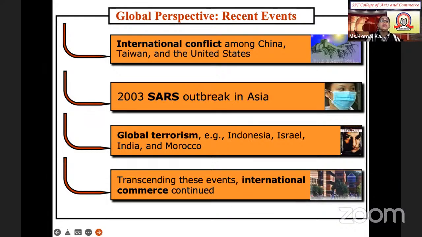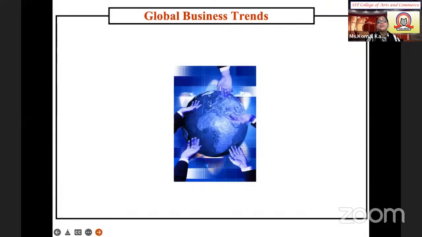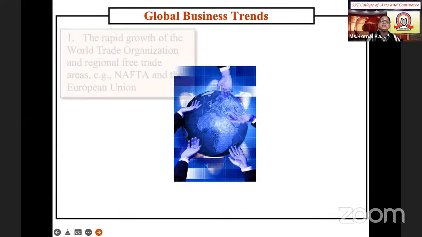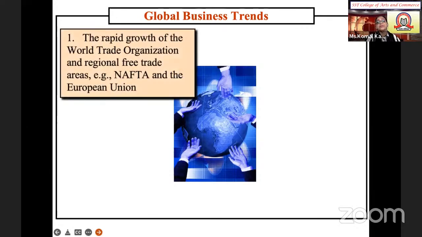The SARS outbreak in Asia, and whatever policies and trade agreements were made in Asia, have had an impact. Global terrorism, for example in Indonesia, Israel, India, and Morocco, has also added lots of hits to international business. Transcending these events, international commerce continued. We can say things come and happen, but international business keeps on moving.